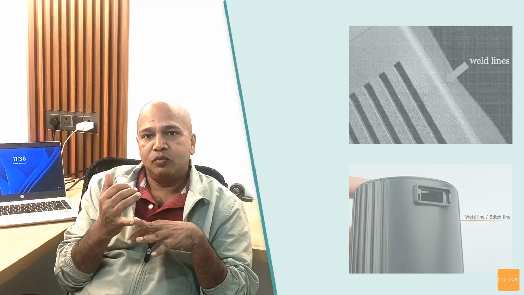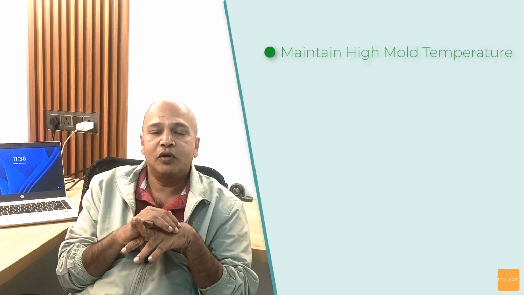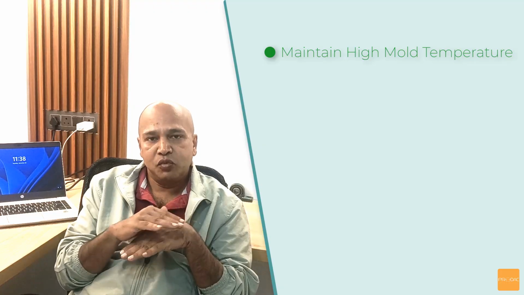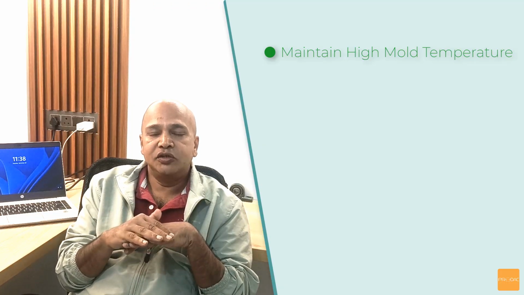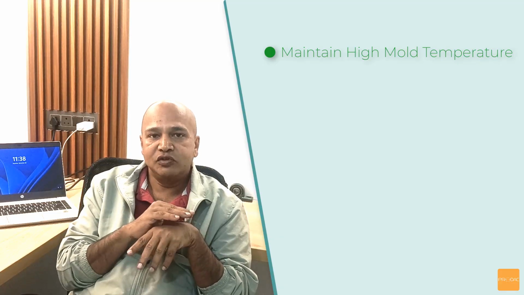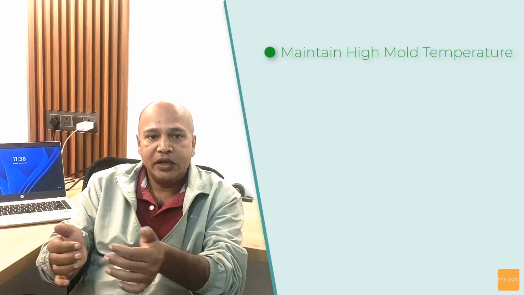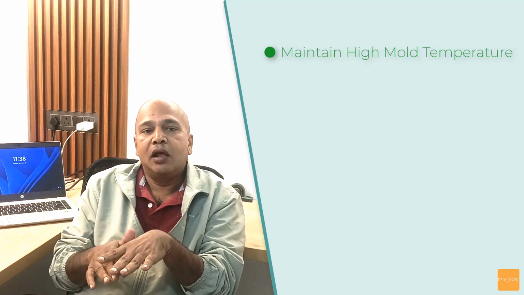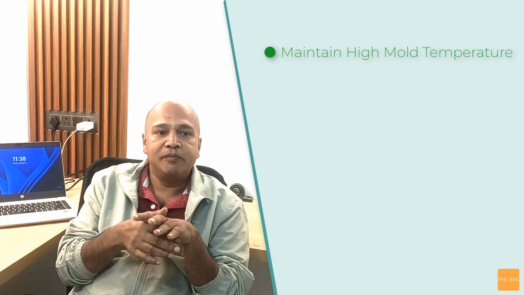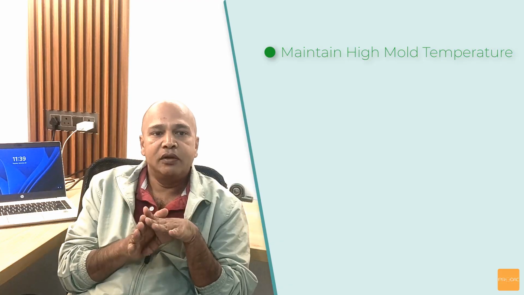So how do we avoid these things? The first thing is, mold temperature should be adequate. It should be high enough so that the flow of the plastic is smooth without any hindrance. The plastic should not be thick or dense. It should flow smoothly. And when the plastic joins from different gates as it flows into the mold, it should still be in the molten form. Okay, so that is one thing. The temperature should be good enough.